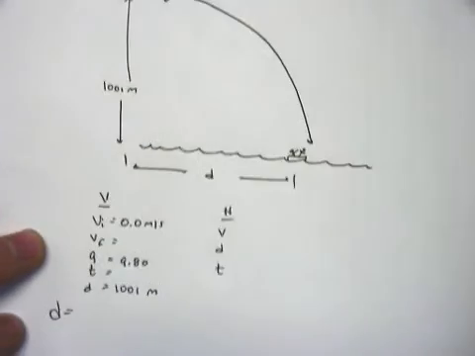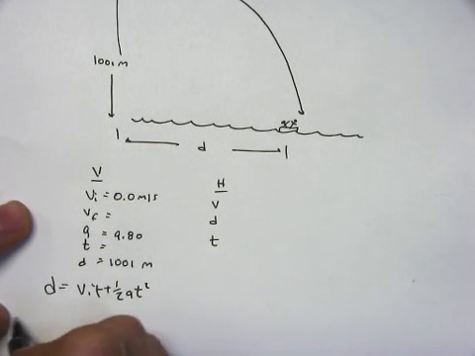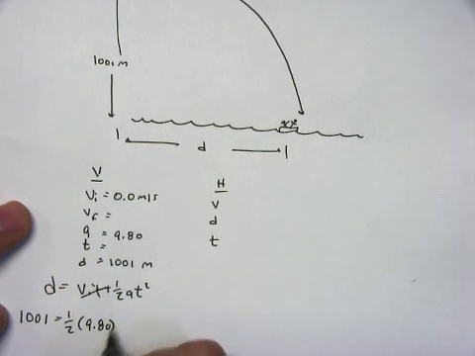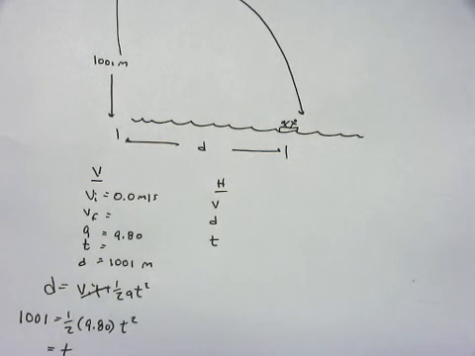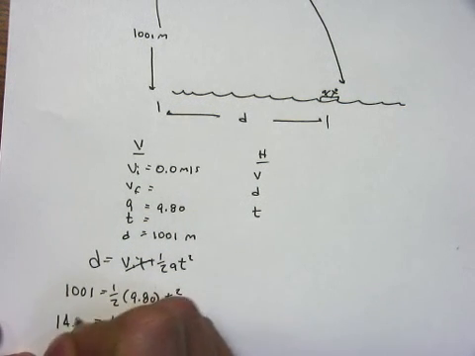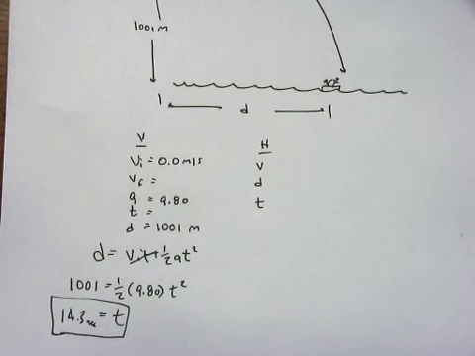D equals VIT plus 1/2 AT squared. 1,001, 1/2 9.80 T squared. So T, take 1,001 times 2 divided by 9.8, take the square root of it, and I get 14.3. So that's part A, assuming I have the right significant figures, 14.3 seconds.